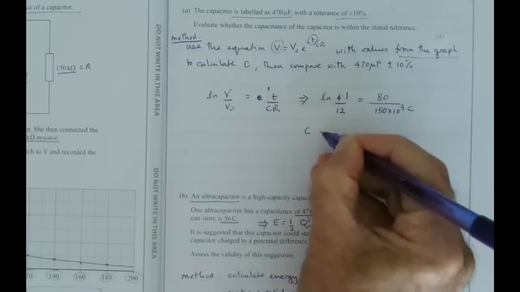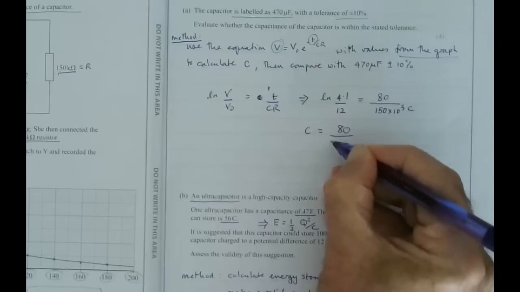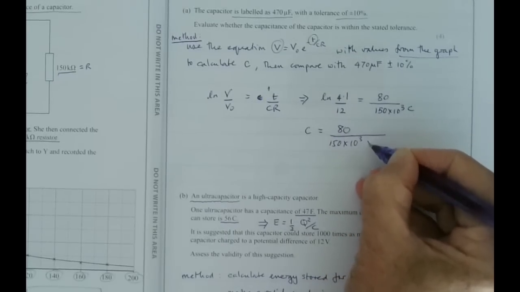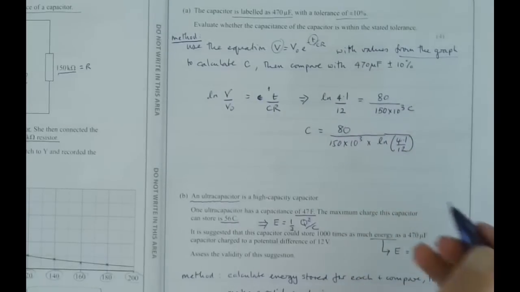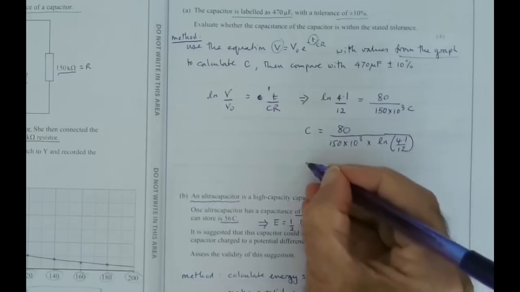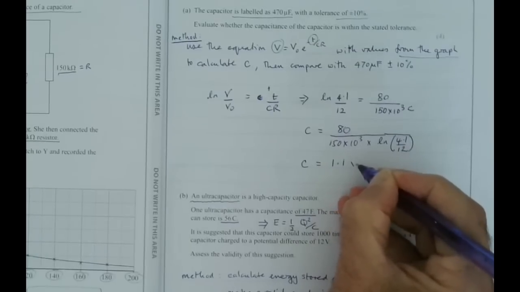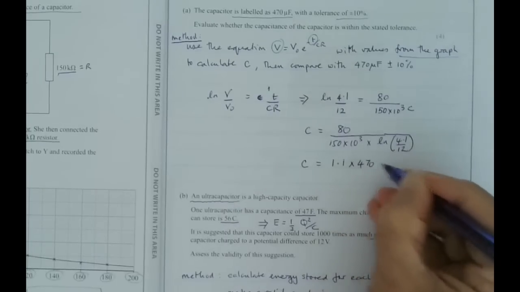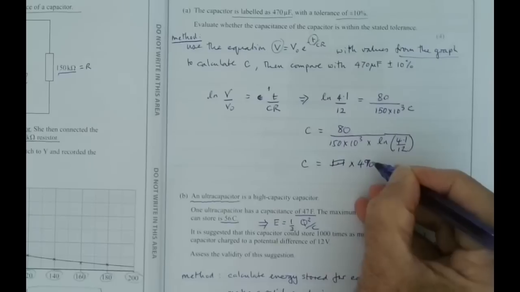Change the subject of the formula around to make C the subject of the formula, yeah, it'll become 80 over 150 times 10 to the 3, and then you divide it by whatever the value of the ratio of 4.1 over 12 natural logarithms with your calculator will be, and it gives you a value, using the figures that we've put in, of 497.